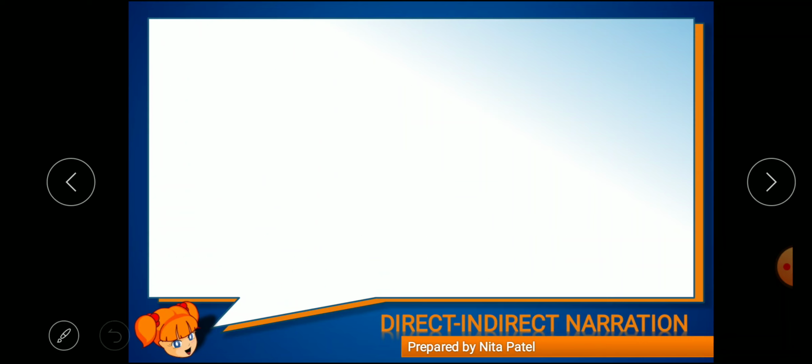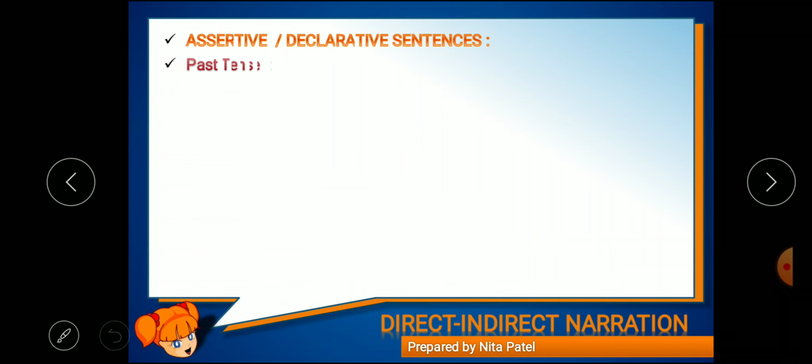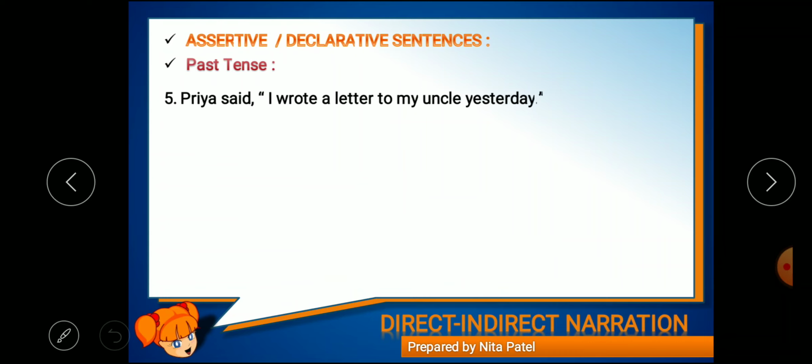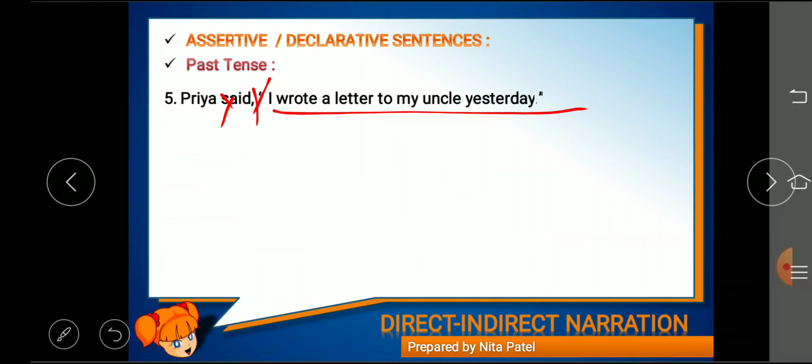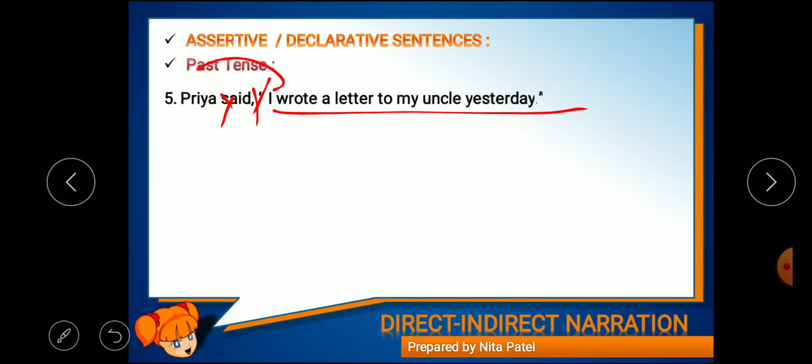Now we'll see the past tense. So in the past tense, the same thing, the past tense will convert into the perfect tense, right? So Priya said, "I wrote a letter to my uncle yesterday." There is no object, so we will not convert this said. Priya said that, will remove this. I will convert according to the subject.